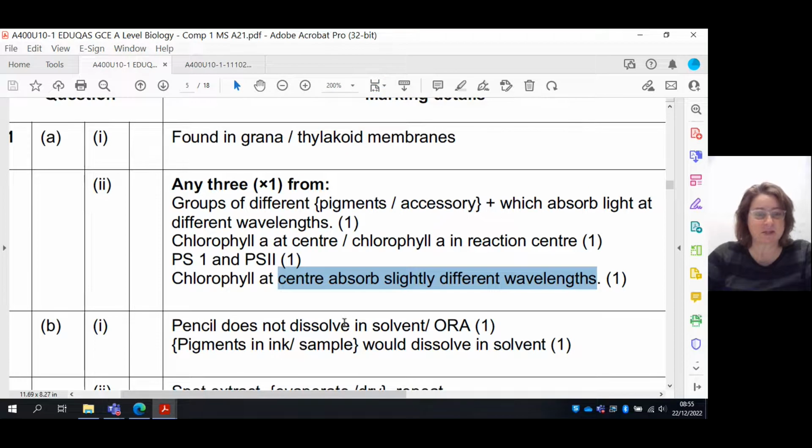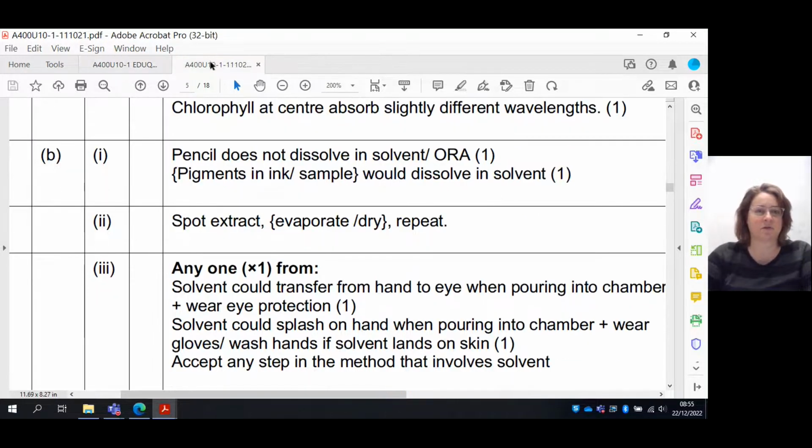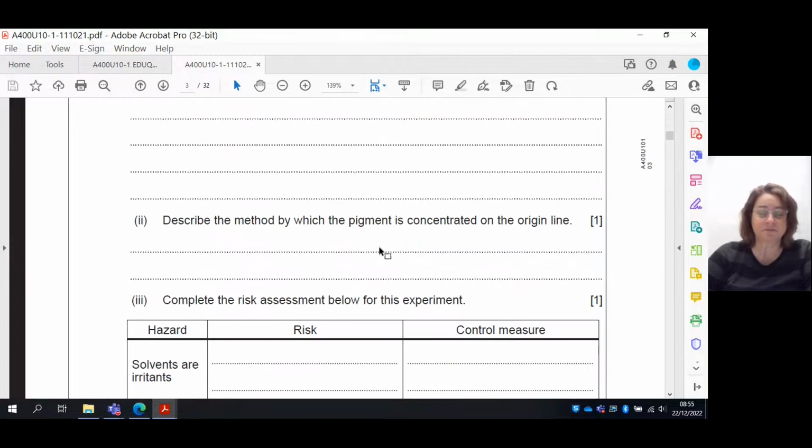And the mark scheme expresses it as pencil does not dissolve in solvent, and the pigment would dissolve and run down into the solvent itself. Cool. It then moves on.